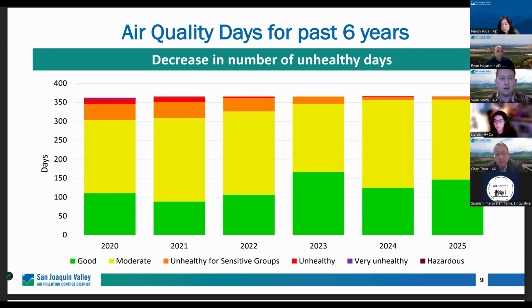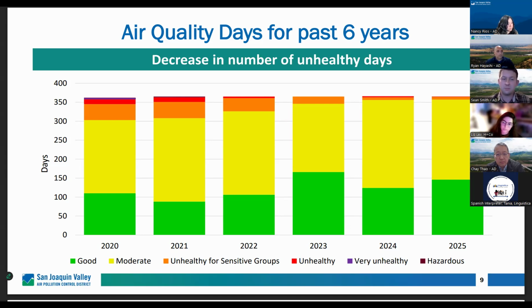The years are on the bottom on the x-axis, reflecting the period of 2020 to 2025. And then we have the number of days respective for each category. So as you can see, in the good, moderate, unhealthy for sensitive groups, unhealthy, very unhealthy, and hazardous categories, more and more days from 2020 to 2025 are reflective of that. That's good or moderate. And we've reduced the number of unhealthy for sensitive groups, unhealthy, very unhealthy, and hazardous days.